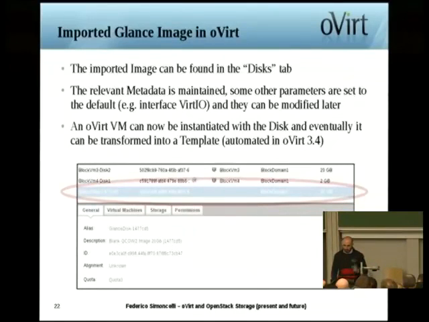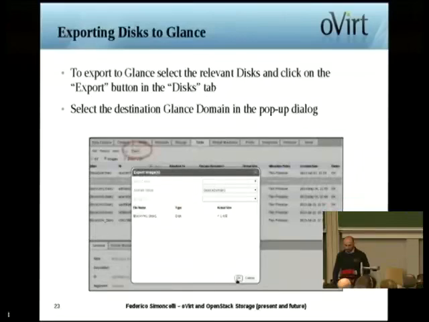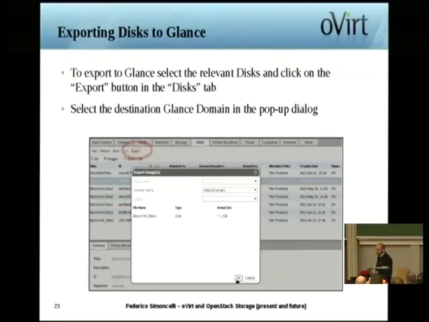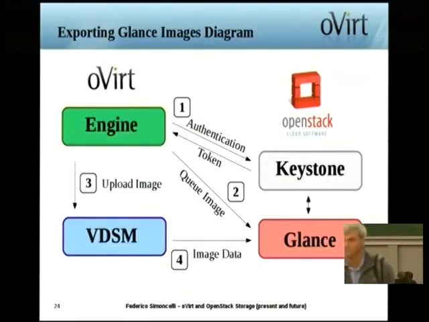And so at this point, we can also look at the other operation that is symmetrical to this, that is exporting disks to Glance. It's pretty much the opposite. So now you go to the disk tab, and you select one of the disks, and you can export them to a Glance storage domain. You will be prompted again with a dialog where you can select the Glance domain. And that, behind the scenes, will pretty much do the same.